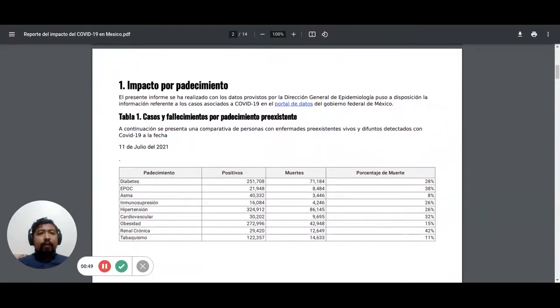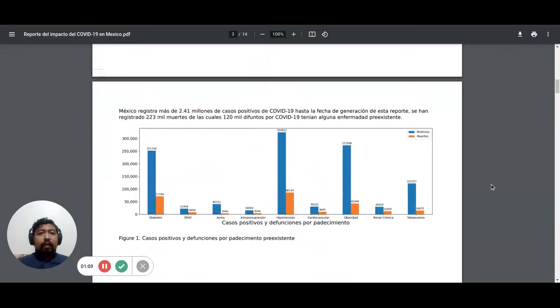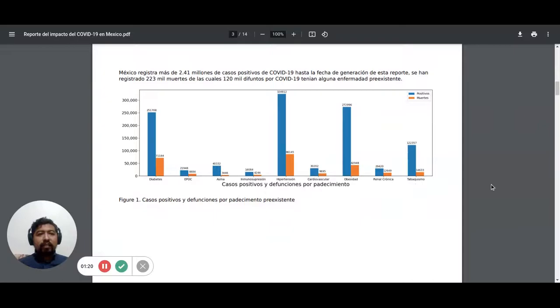At this moment, Mexico has registered more than 2.1 million positive cases of COVID-19, and 222,000 deaths, of which 120,000 were people with persistent disease. In this chart, we see more positive cases with hypertension, obesity, and diabetes. But the deaths impact more people with chronic renal failure, COPD, and cardiovascular disease.